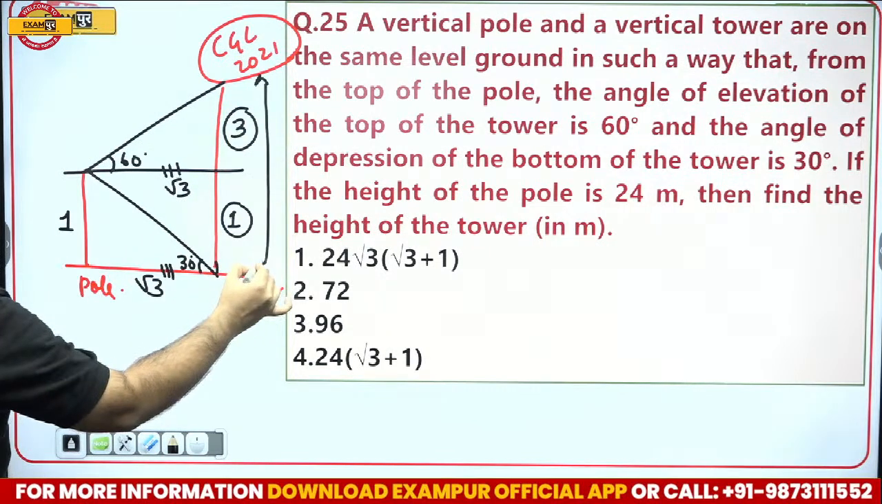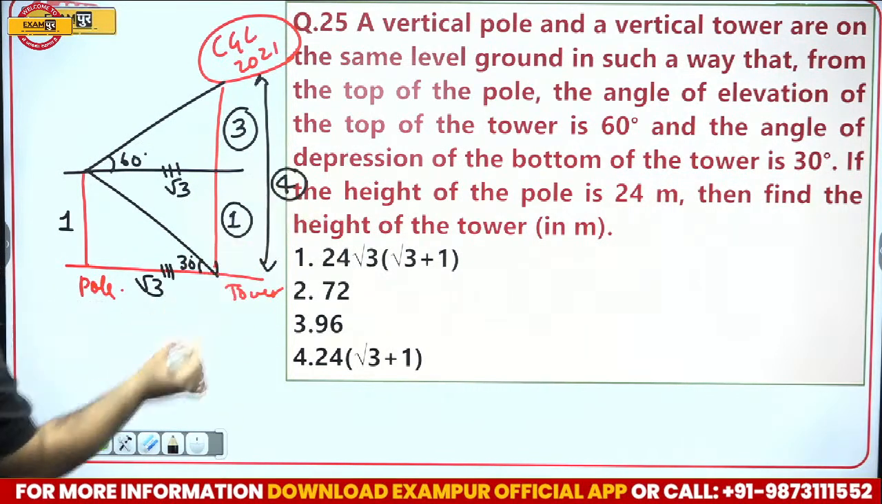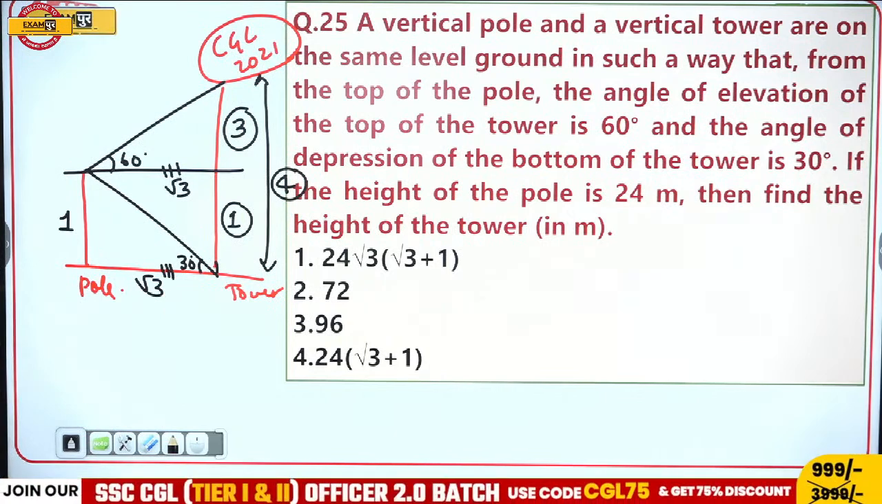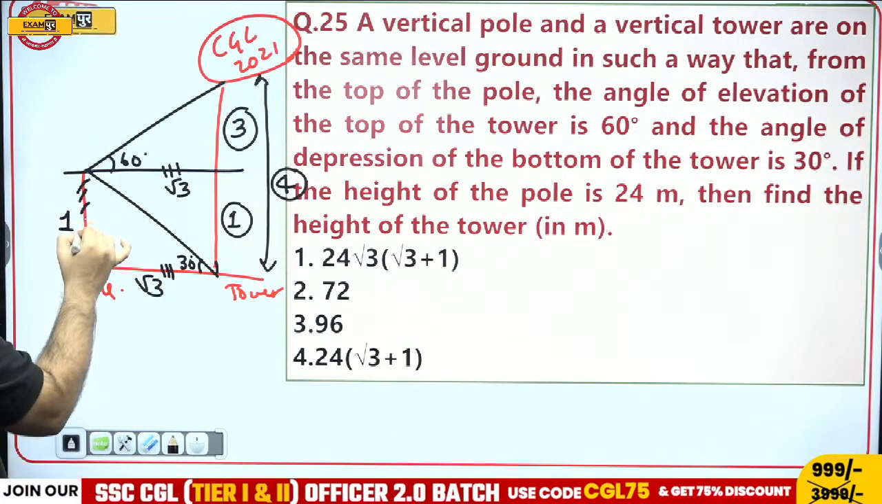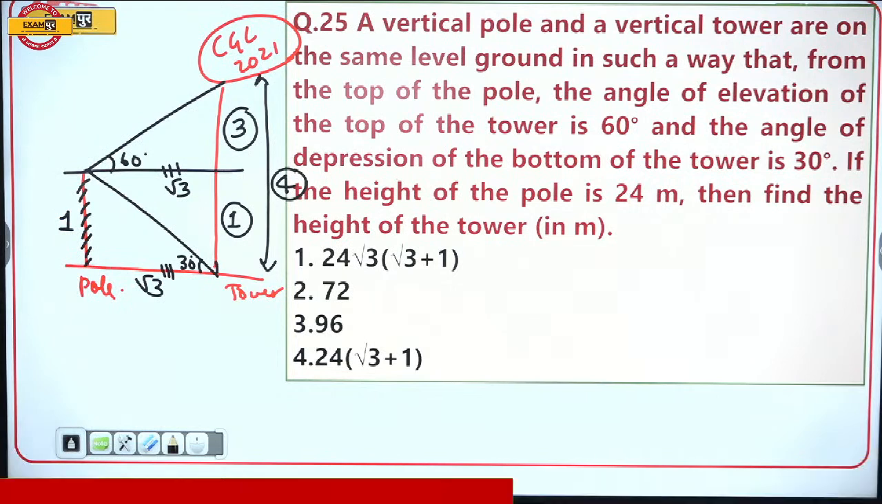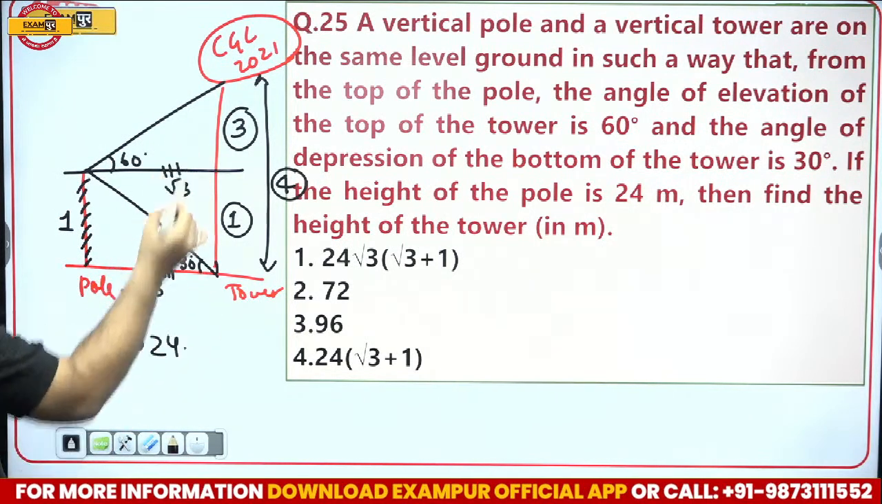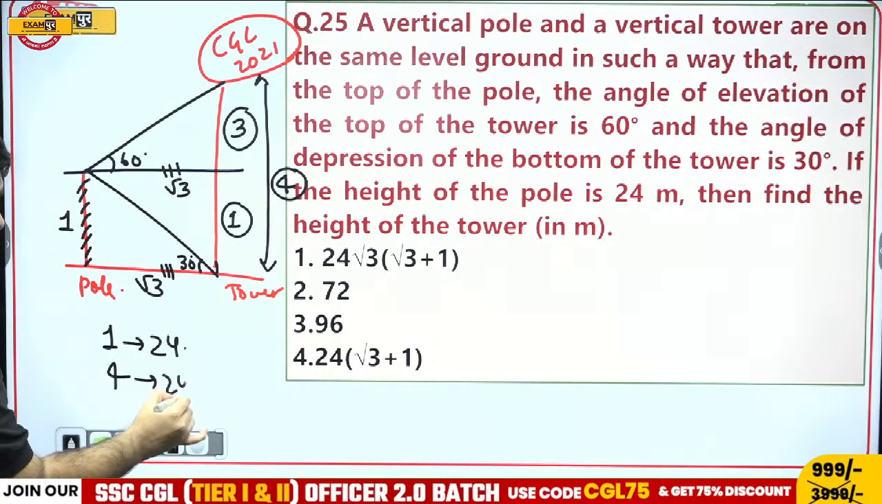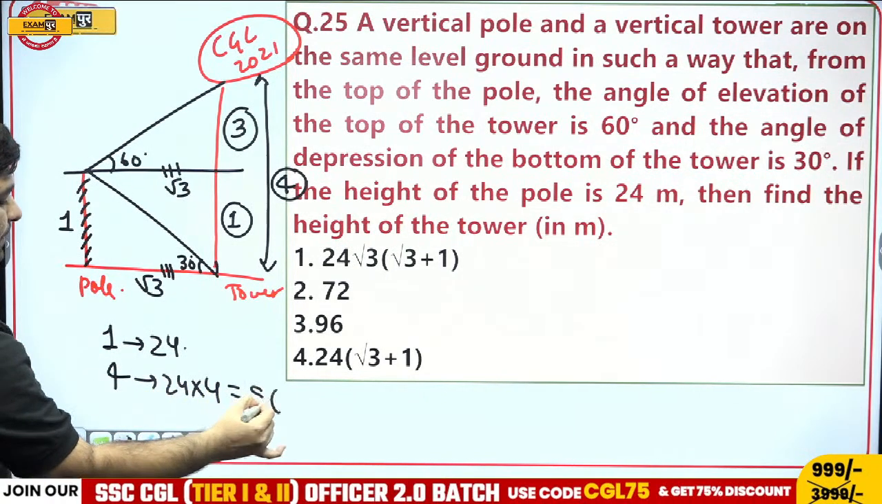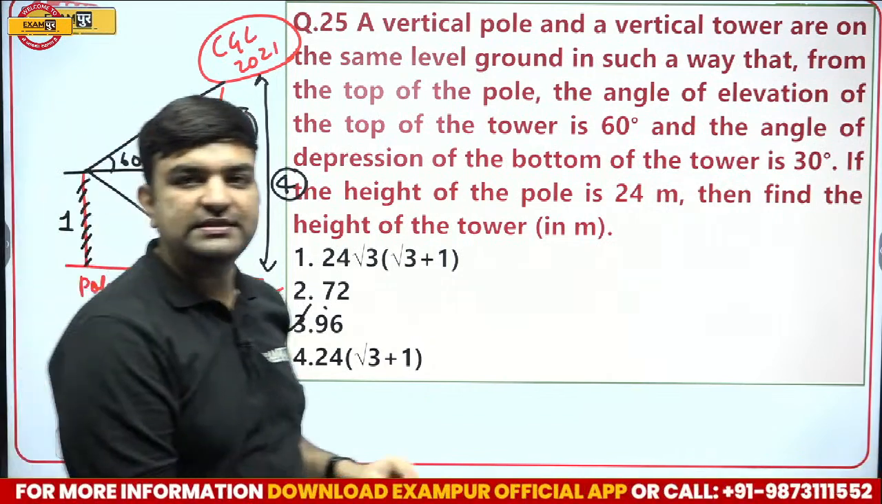So the height of the tower is 4 and the height of the pole is 1. 1 is given as 24. What is the tower? 4. 4 is equal to 24 into 4, 96. Yeah, I think we have done it in one of the sets.